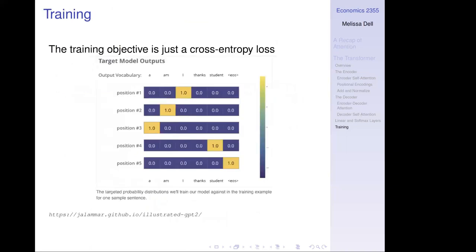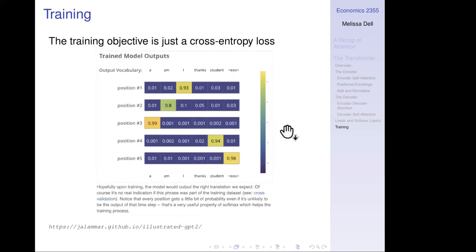Training is straightforward now that you've understood the details of the model. Our training objective is just a cross entropy loss, like we saw before. We know what our target sentence is, so that puts a 1 on the target word and a 0 on everything else. Then say this is our model output, and we just take the difference to compute our cross entropy loss.